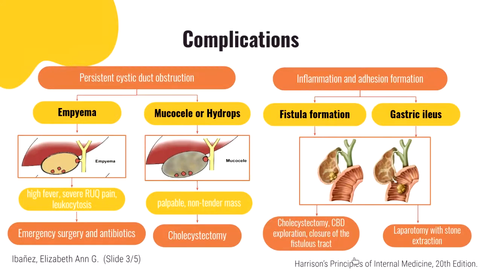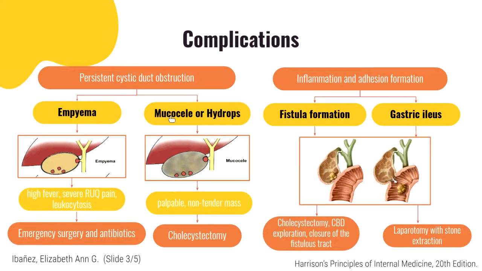The empyema of the gallbladder will result from the stagnant bile getting superinfected by pus-forming bacteria. The patient will manifest with high fever, severe right upper quadrant pain, and leukocytosis. And this is managed with emergency surgery and use of antibiotics.